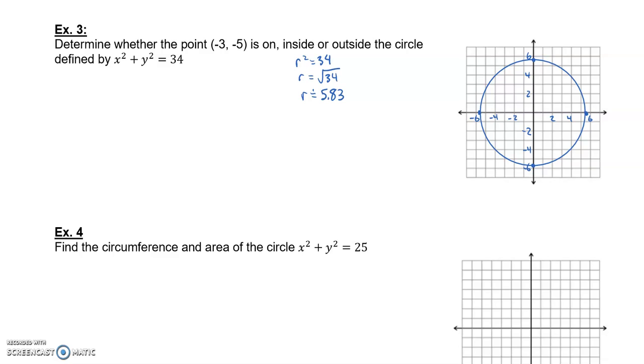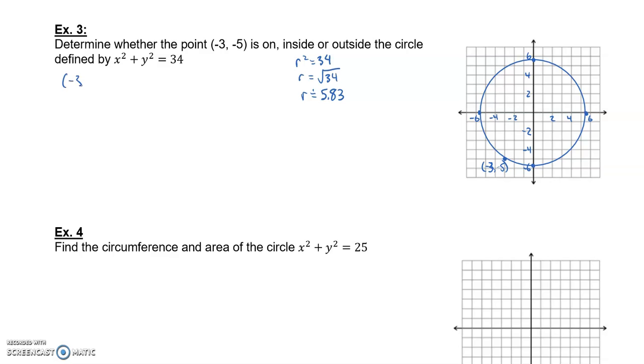And then we're trying to find out if the point -3, -5, which is down here, is it on the circle, is it just outside, or is it just inside the circle? And so you might look at that and say, well, it looks like it's just outside the circle. Well, you know what? Looks can be deceiving. We've learned that a number of times in math. So we need to actually do a calculation to know for sure whether we're right or not.